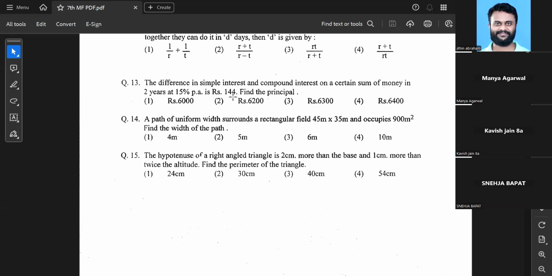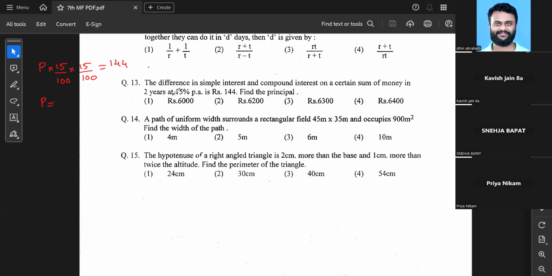Okay, the principal is how much? So this 144, I'll solve this like this. Whatever is the principal, that multiplied by 15%, again multiplied by, hold on, let me complete. It's basically 144. Sorry, Kavish, I could not hear you. Yes, Kavish. Okay.